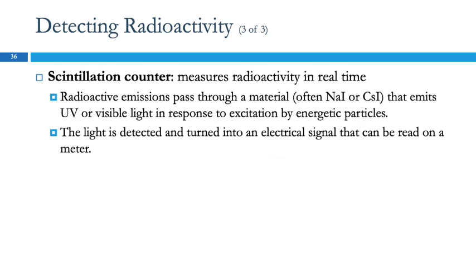A scintillation counter also detects radioactivity in real time. And here we set it up so the radioactive emissions pass through materials such as sodium iodide or cesium iodide that will emit UV or visible light because of the excitation by those energetic particles. So then the light can be detected and turned into an electrical signal, which can be read on a meter. But these are not typically the kind that you can carry around.